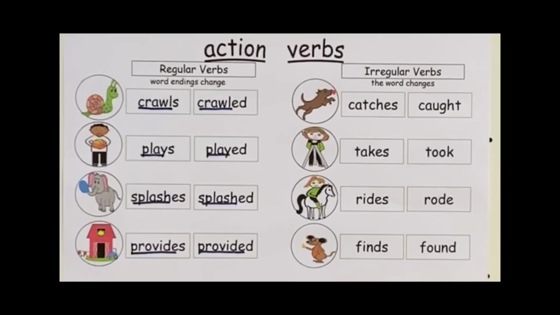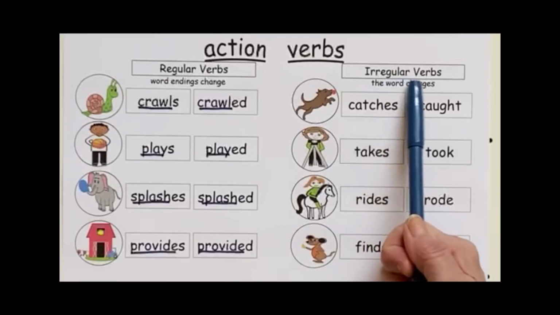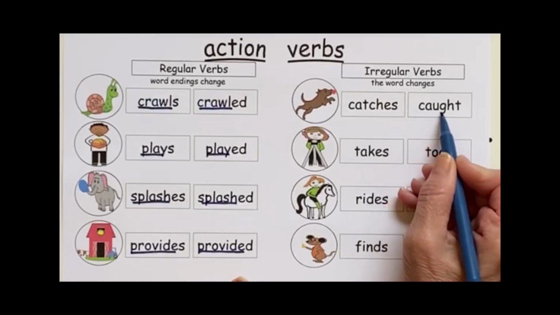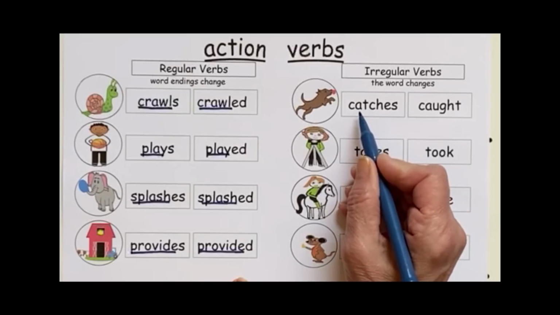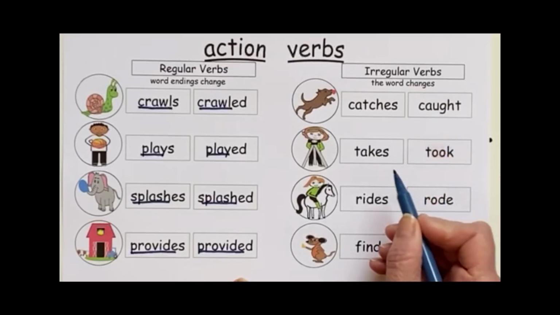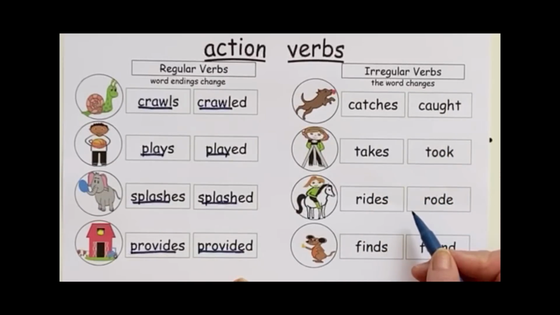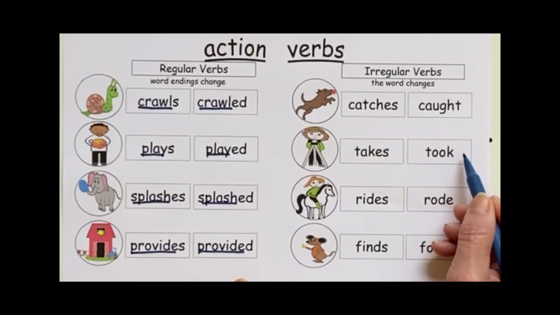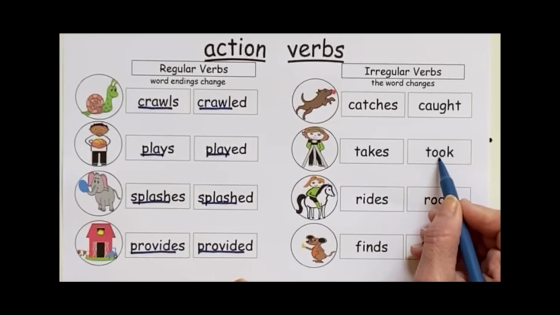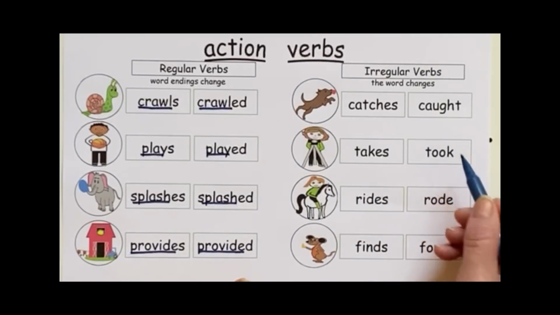But these other past tense verbs are tricky, and they're called irregular verbs because the word really changes. This is a very different word, caught, than catches. It does not begin C-A-T-C-H. It is very different. Takes and took are very different, and they don't end in ed. And this is A-K-E, this is O-O-K. So you just have to know these. Again, they're called irregular verbs when they're past tense.